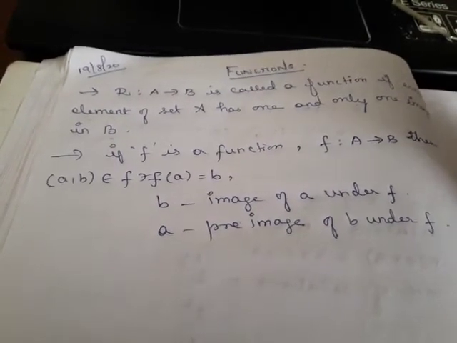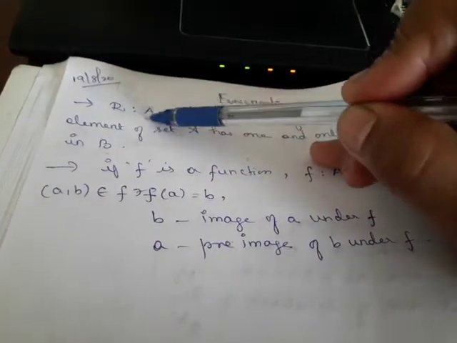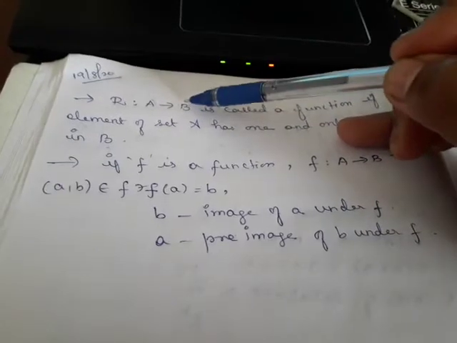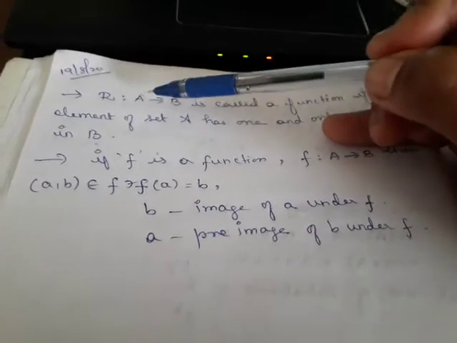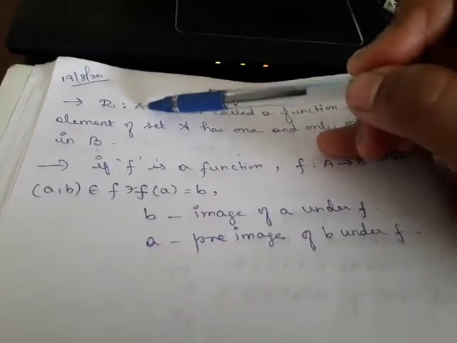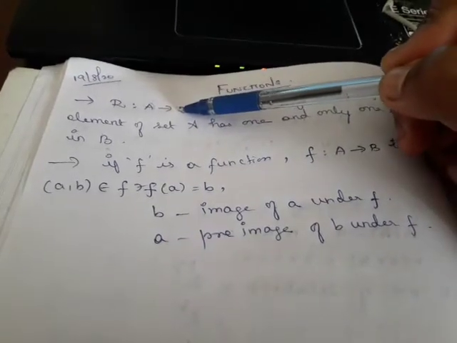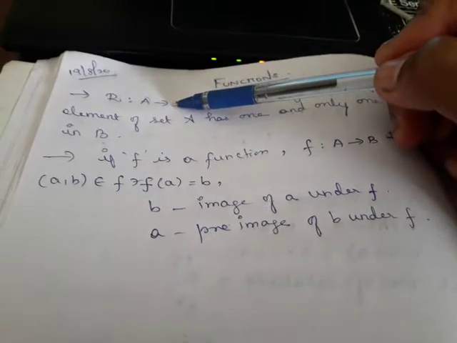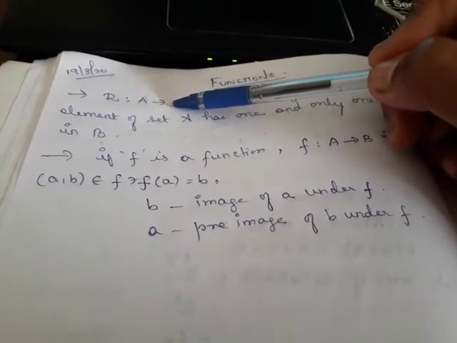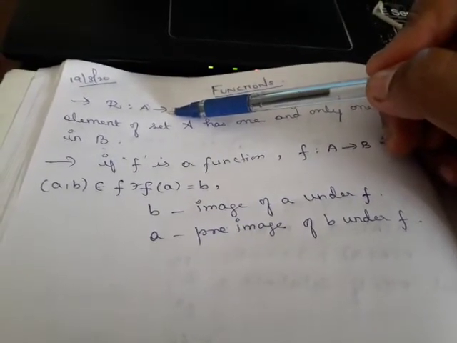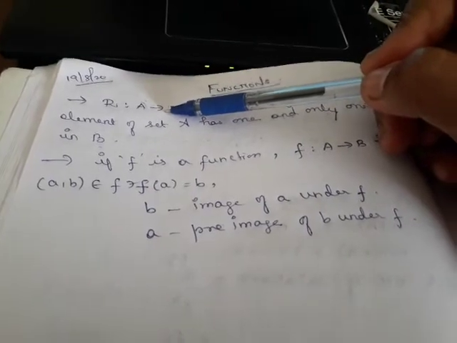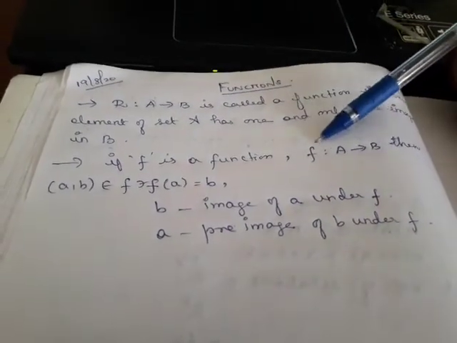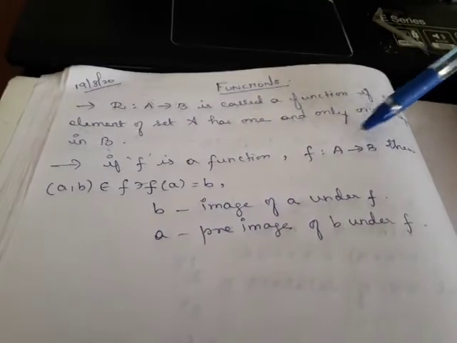Each and every element in A, in the sense each and every element in the domain, we will call this as the domain and this as the codomain. Hope you remember. So every element in the domain should have a single image in the codomain. Right? Then only that relation is called a function. If f is a function, we will denote it like this: f is a function from A to B.